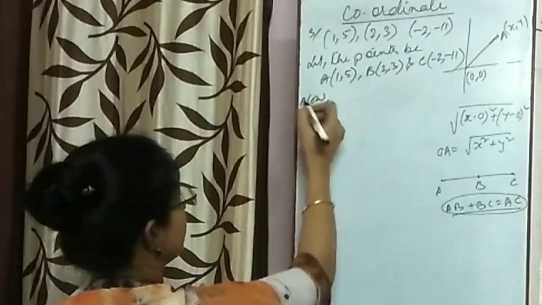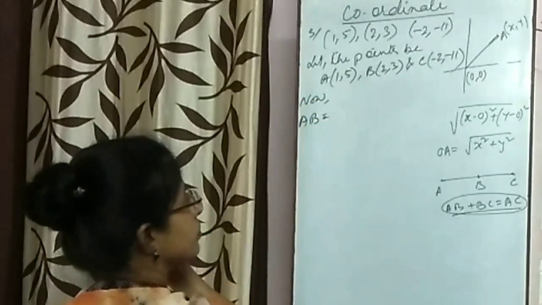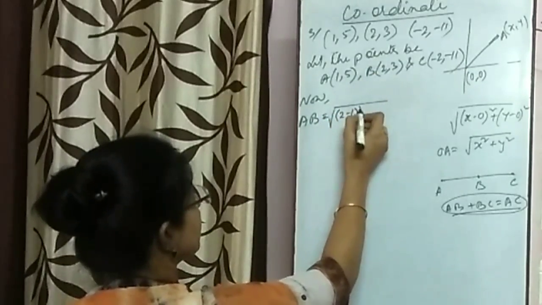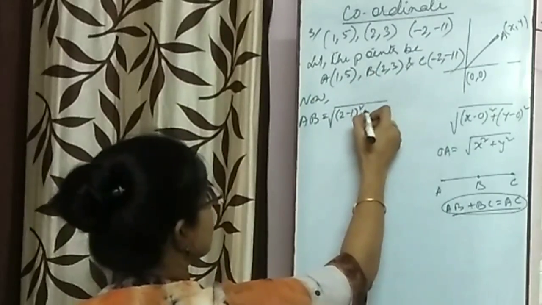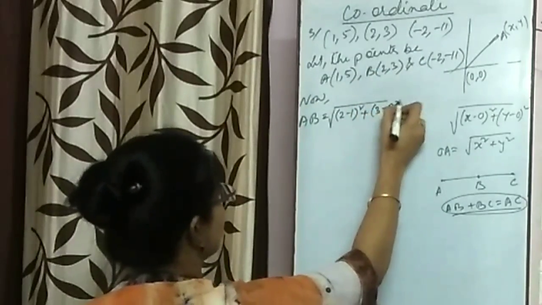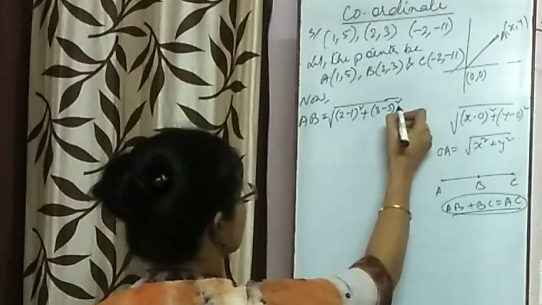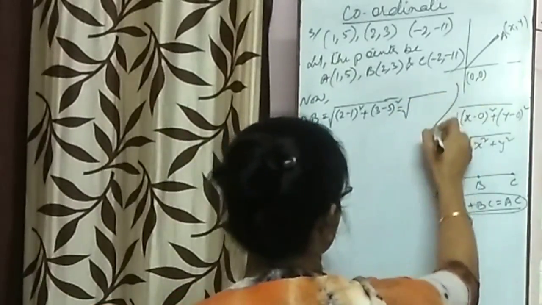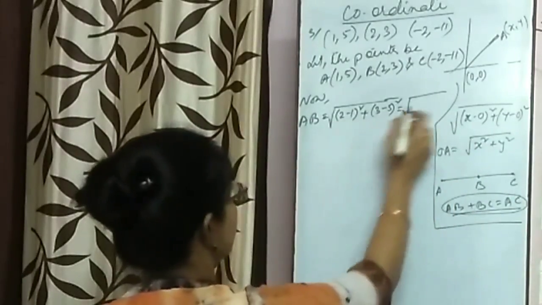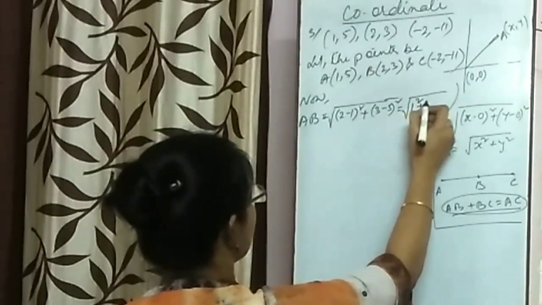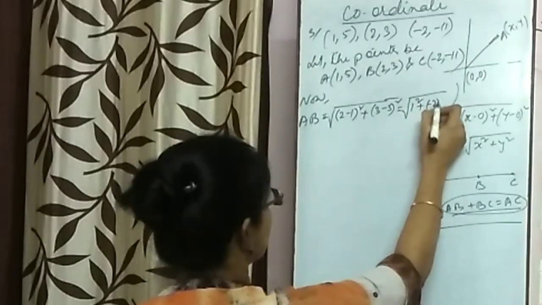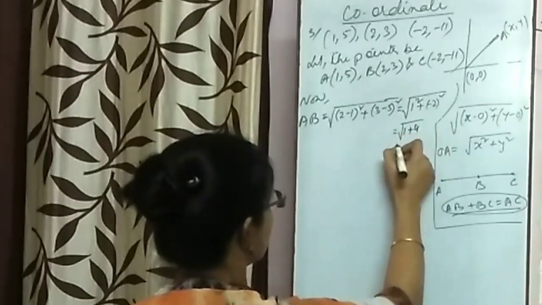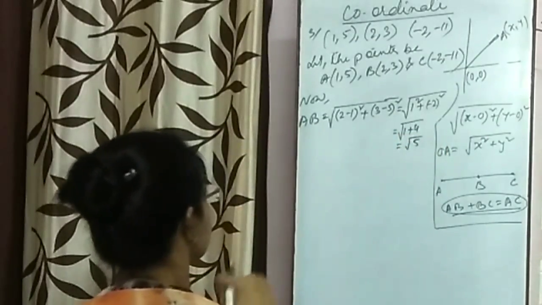Now one by one you go on finding AB. What would it be? 2 minus 1 whole square plus 3 minus 5 whole square. So here it will be 1 square plus minus 2 square, 1 plus 4, that is root 5.